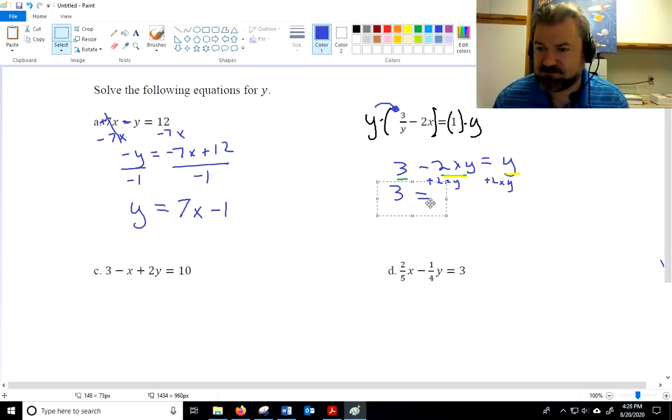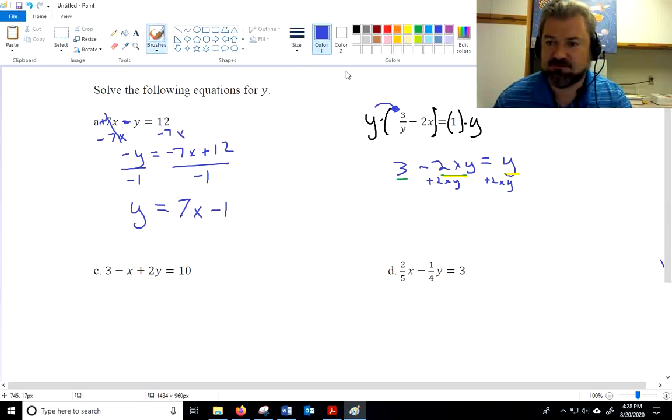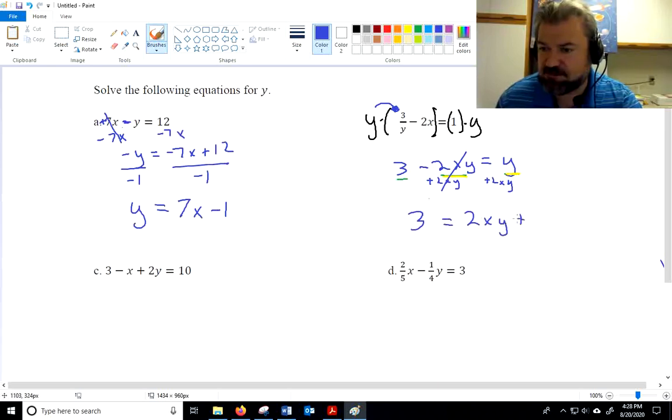Give myself a little bit more room. Hold on. All right, I will just erase it. Okay, so I've got, those are gone, and I got 3 is equal to 2xy plus y.